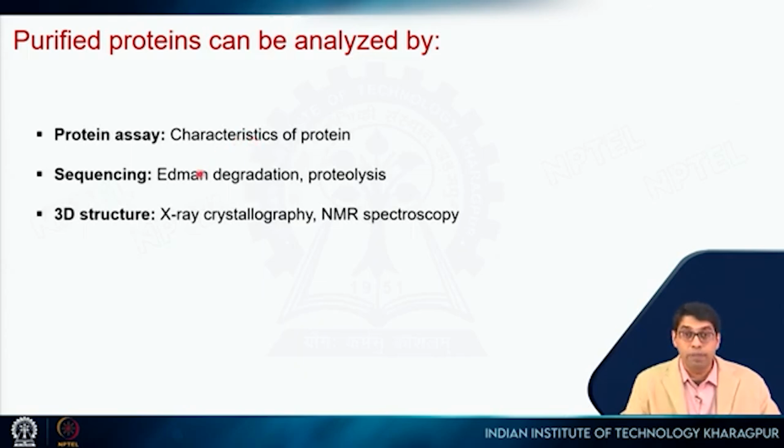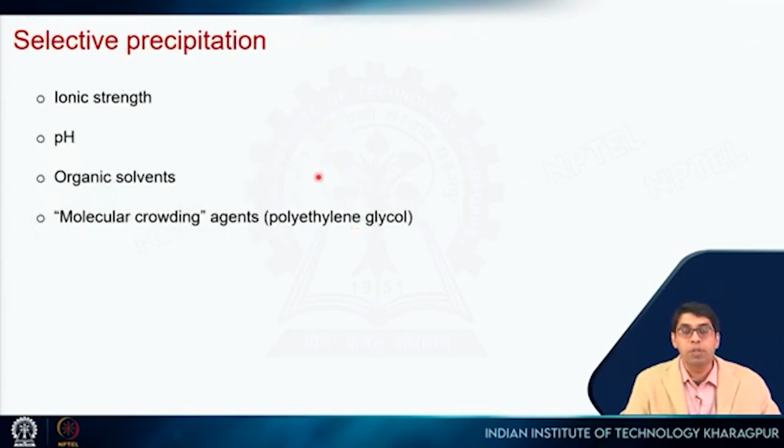If you don't know the sequence of the protein, then of course you will have to go for sequencing. You can use Edman degradation, or you can use mass spec, which is not that difficult. And finally, if you want to know the structure of the protein, you can go for solving the three-dimensional structure using X-ray crystallography or NMR spectroscopy. Or if it is a big protein, then you can go for cryo-electron microscopy, right? Here we are concerned with the purification of the protein.